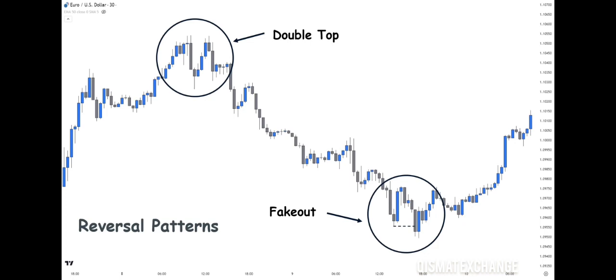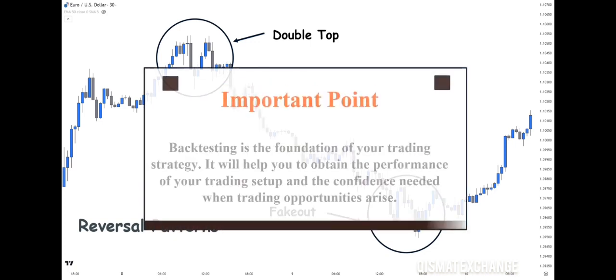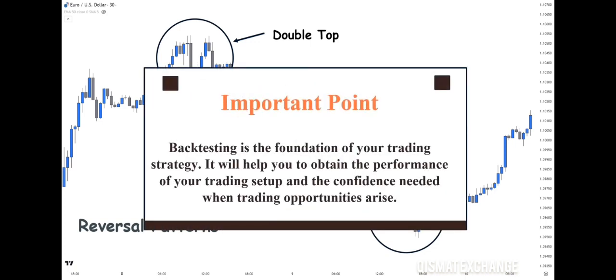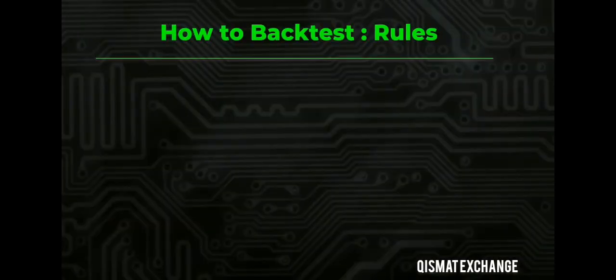So, guys, at this point, you have everything you need to begin backtesting the pullback strategy we talked about. Backtesting is really important, and you should take it very seriously, and the reason is backtesting is the foundation of your trading strategy. It will help you to obtain the performance of your trading setup and the confidence needed when trading opportunities arise. Now, here are some of the important points when it comes to backtesting your trading setup.